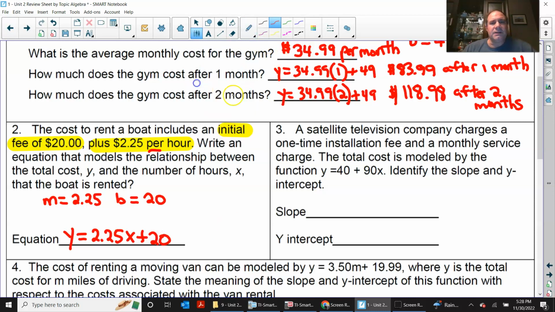All right, next one. A satellite television company charges a one-time installation fee and a monthly charge. The total cost is modeled by this. That's the whole thing. Identify the slope and the y-intercept. The number before x is the slope. The other number is the y-intercept. The slope is 90. The y-intercept is 40.